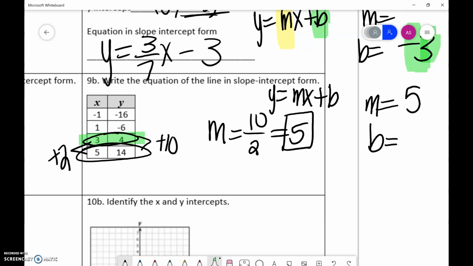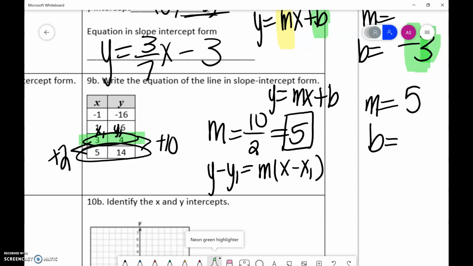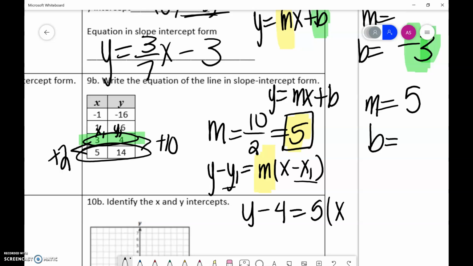So I'm going to use my y minus y1 equals m times x minus x1. This is my point slope formula. Okay, so I'm going to call this point x1, y1, and we know m is our slope. Okay. So our m is going to go here, and our x1 and y1 will go here. So my equation in point slope form will be y minus 4 equals 5 times x minus 3.